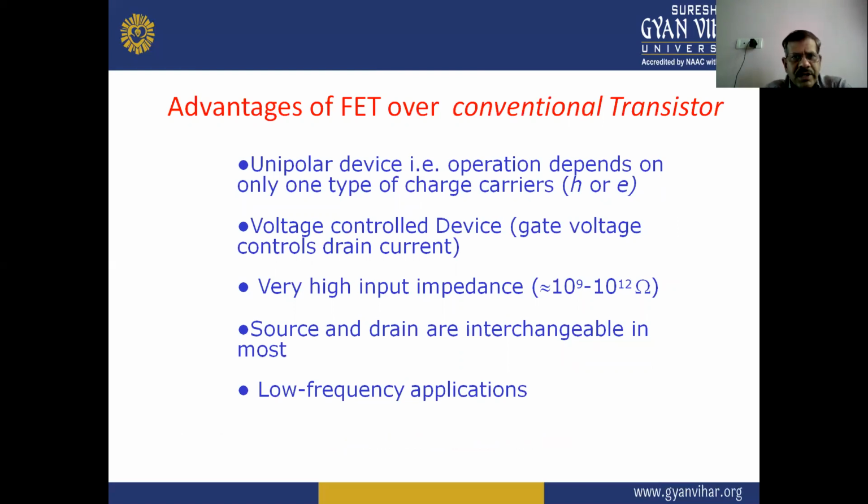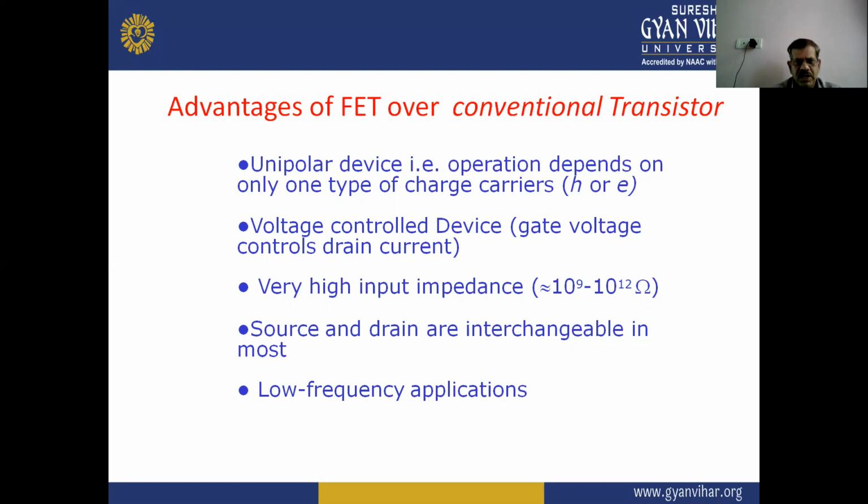So what is the advantage of FET over conventional transistors or BJT? So FET is a unipolar device. It means operation depends on only one type of charge carrier, that may be holes or electrons, and FET is a voltage control device, because here gate voltage controls drain current. So this is a voltage control device and unipolar device. And FET has very high input impedance, approximately 10 to the power 9 to 10 to the power 12 ohm. So that is the very high input impedance.